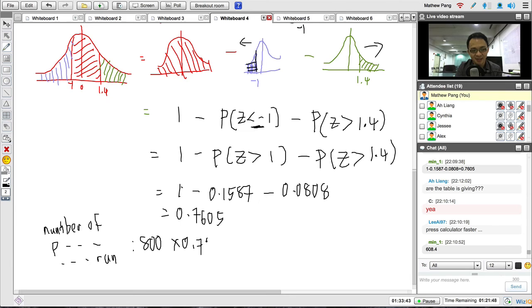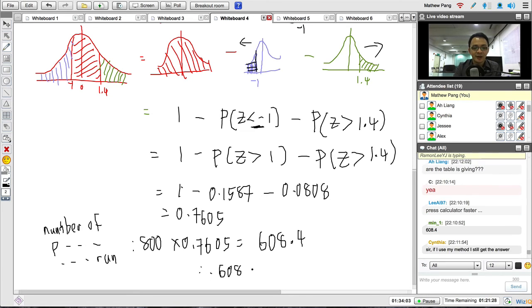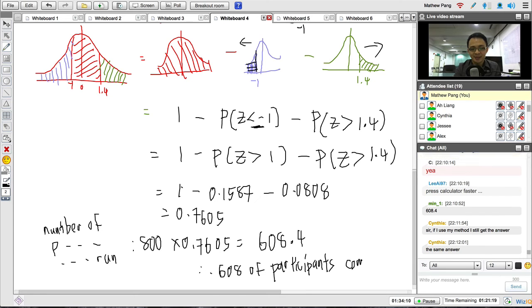multiply 0.7605. Alright, then just multiply 800 by 0.7605. Then the answer is 608.4. Therefore, you round off, you only have 608 participants complete the 5 km run.